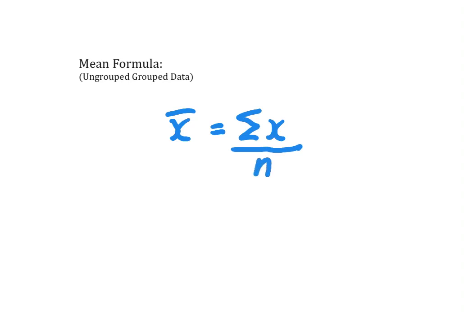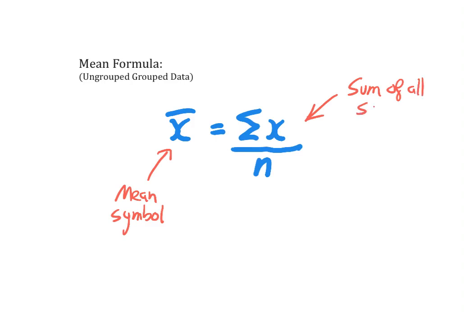So having a look at the different components of the formula, we start off with the mean symbol. So whenever you see that symbol, you know we're talking about the mean. Up the top of our fraction, we've got the sum of all scores, or the total of all numbers in the data set added together. Down the bottom of our fraction, we have the total number of scores in the data set.